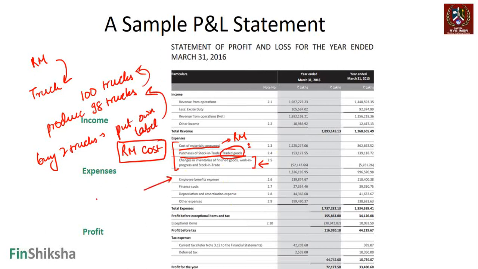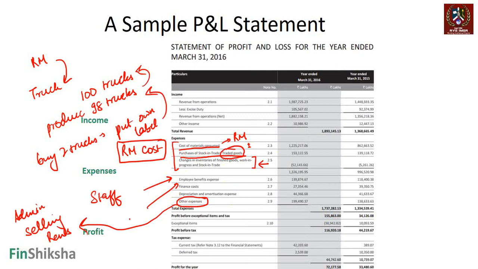Then we have staff cost, basically employee benefits expense, salary, etc. And we have finance cost. These all will come later. Let's look at the other expenses. All other expenses are clubbed together. So this might be administrative expenses, these might be selling expenses, these might be rents. Whatever is there is clubbed under the other expenses header.